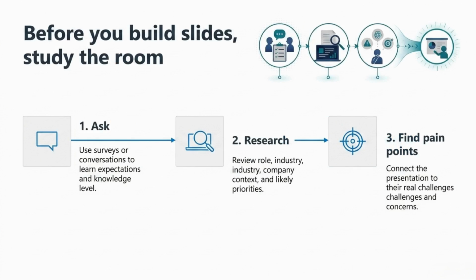If possible, talk to a few people or send a short survey. Ask what they expect, how familiar they are with the topic, and whether they have specific concerns. If you cannot speak with the audience directly, research their role, industry, company context, or current challenges. Look for pain points such as scalability, downtime, security, budget, delivery timelines, or user adoption. Those insights help you decide what to include, what to simplify, and which examples will feel relevant.